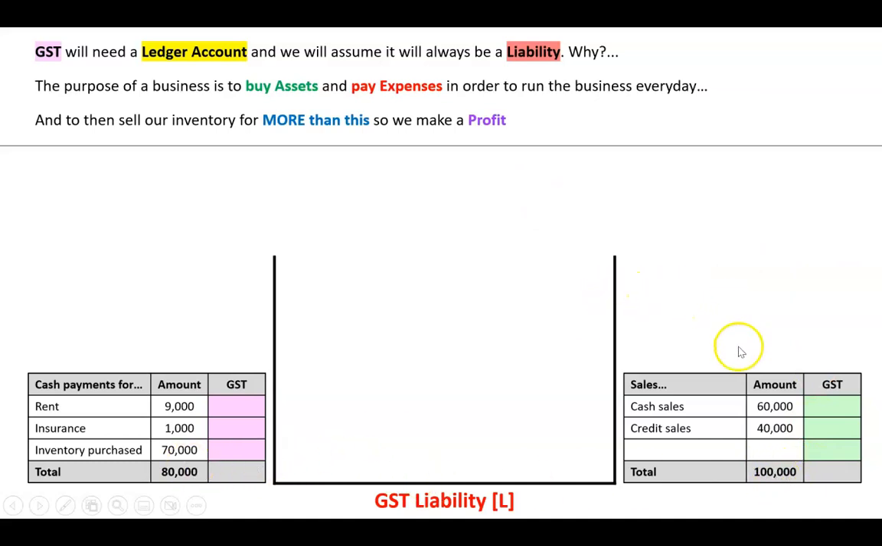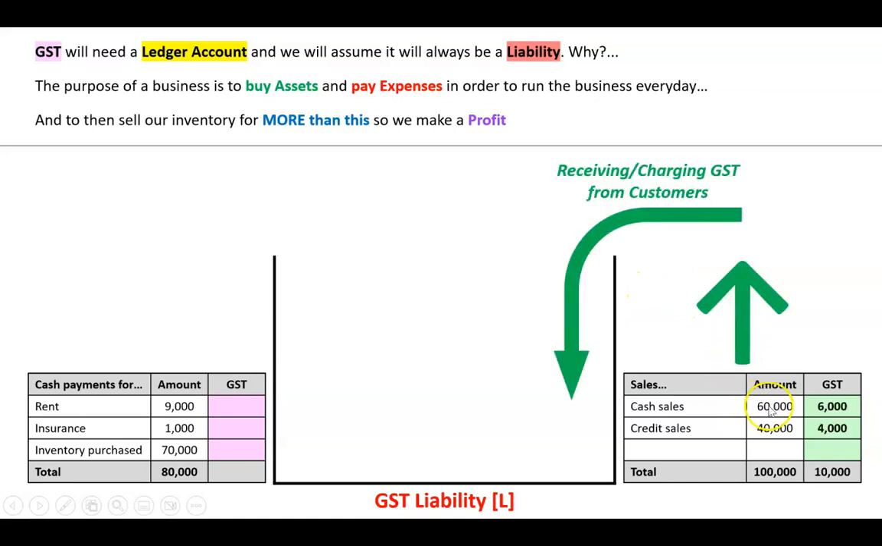And what that will mean is the GST on that, that we have received or charged from our customers. So here it is. We've got $6,000 on the cash sales, $4,000 on the credit. That equals $10,000. That would go into our GST liability tab here. So the water level would go up to $10,000. So the business owes the government $10,000 in GST.